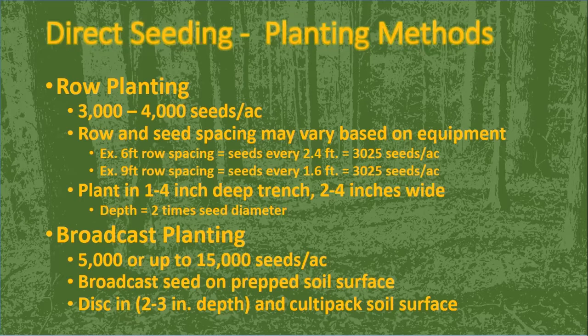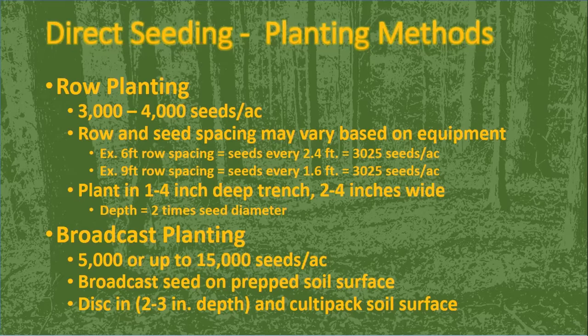But you're going to broadcast those seeds on the surface, and then you're going to disc them in. So you need to disturb the soil, get good seed to soil contact with the disc running over the site at about a 2 or 3 inch depth. And that follows the same depth that we're trying to get in our rows, the depth of that trench. And then finally, we're going to cultipack that soil surface. So we're going to roll that soil surface and press it down a little bit with equipment. And that's going to get us that good seed to soil contact.